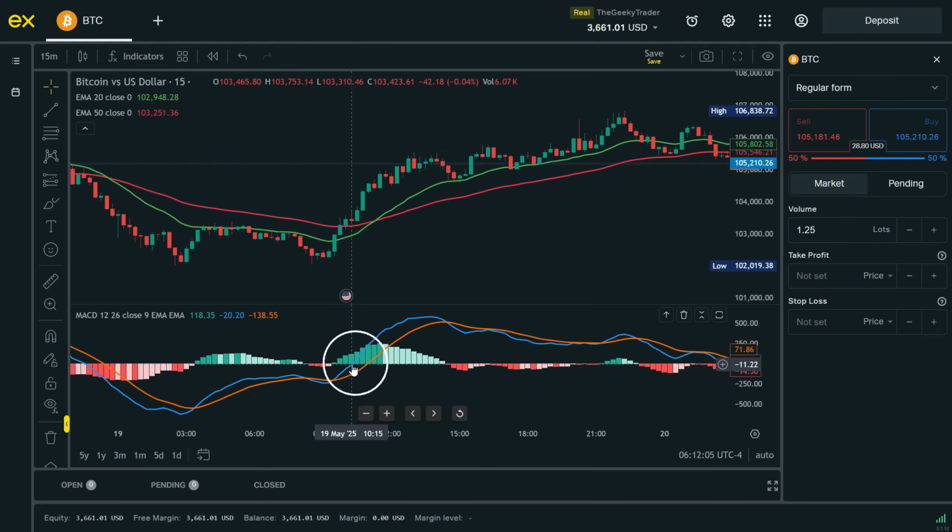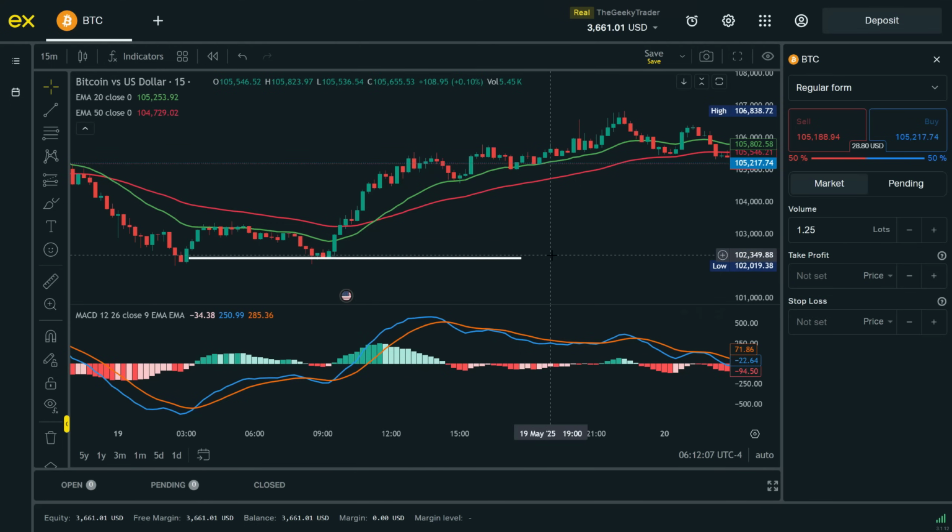When both of these conditions happen together, price going above the 50 EMA and the MACD blue line crossing above 0, that's our green light to enter a long trade. Now let's talk about risk management, which is super important. For the stop loss, you have two safe options. Place it just below the candle that touches the 20 EMA, that's the green line, or use the recent swing low as your stop level for a bit more breathing room.